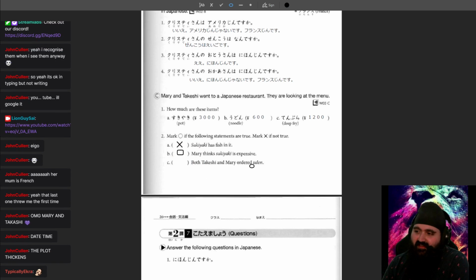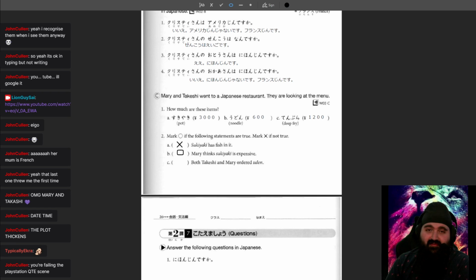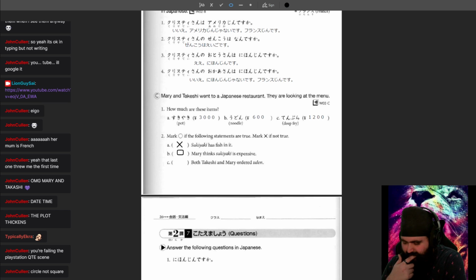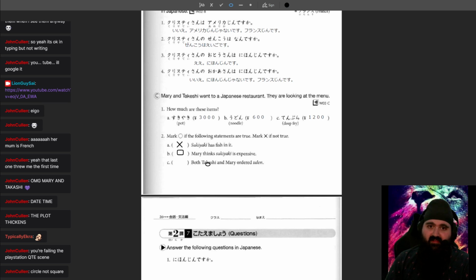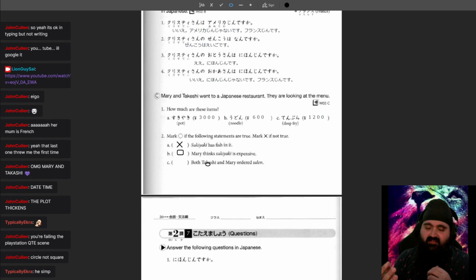Both Takeshi and Mary ordered udon. That's a good question. We haven't listened to that part yet, have we? じゃあ、私はうどん。 じゃあ、私も。 See, they used watashi mo. You might be asking, what does watashi mo mean? So Mary said, ja watashi wa udon. She's not saying I am udon. In context, it's like I choose udon, I'll have the udon. And Takeshi-san, watashi mo. And this mo means me too.